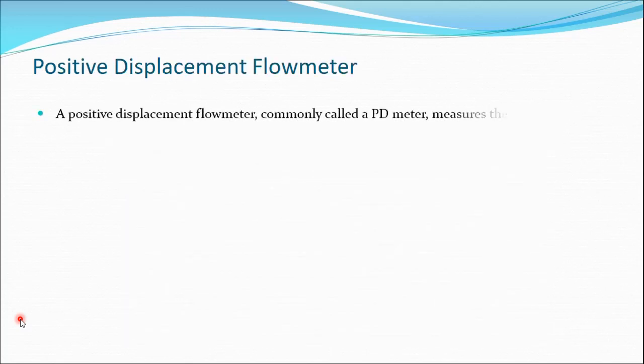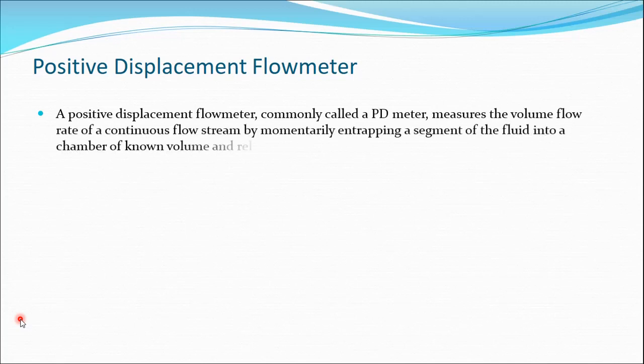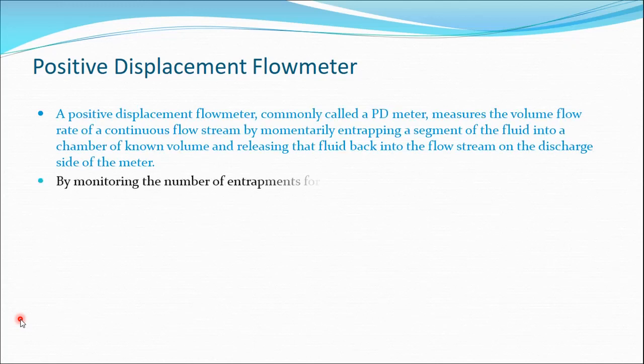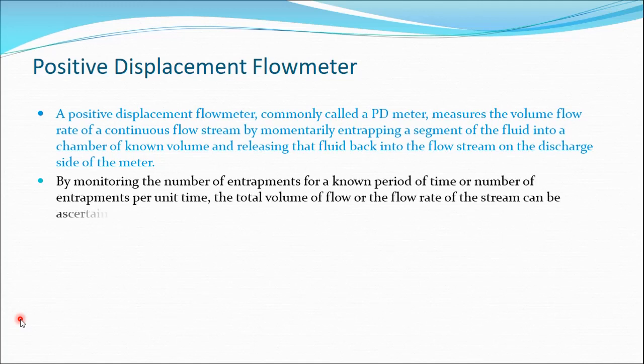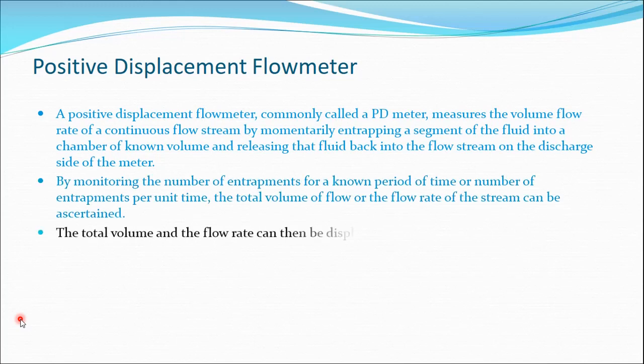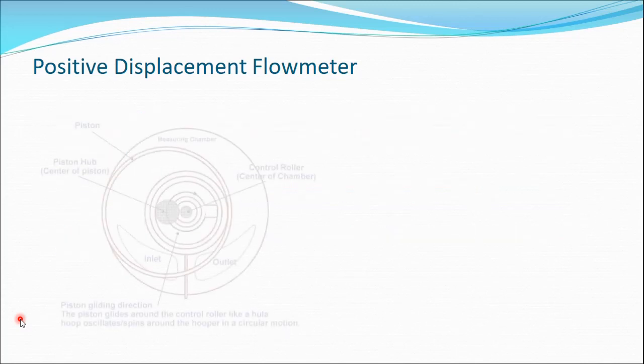Let's take a look at the positive displacement type of flow meter. The positive displacement flow meter, commonly called a PD meter, measures the volume flow rate of a continuous flow stream by momentarily entrapping a segment of fluid into a chamber of known volume and releasing that fluid back into the flow stream on the discharge side of the meter. By monitoring the number of entrapments per unit time, the total volume of flow or the flow rate of the stream can be assessed. The total volume and the flow rate can then be displayed locally or transmitted to remote monitoring stations.